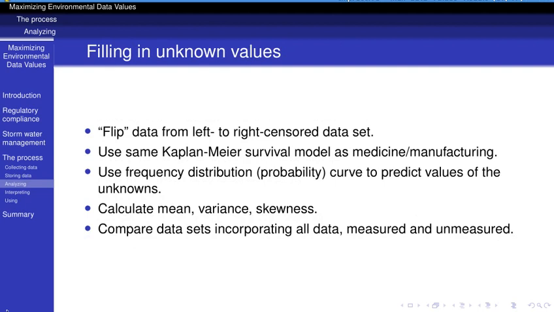Censored chemical concentration data are the mirror image of the right censored MTBF study. That is, it's left censored. The analysis works by mathematically flipping the chemical data from left censored to right censored and using a survival analysis model to fit a frequency distribution curve to the known concentrations, just as the light bulb manufacturer did with their product. Once we fit the curve to the data, we can calculate the mean, standard deviation, skewness, and other properties of our known and unknown data.